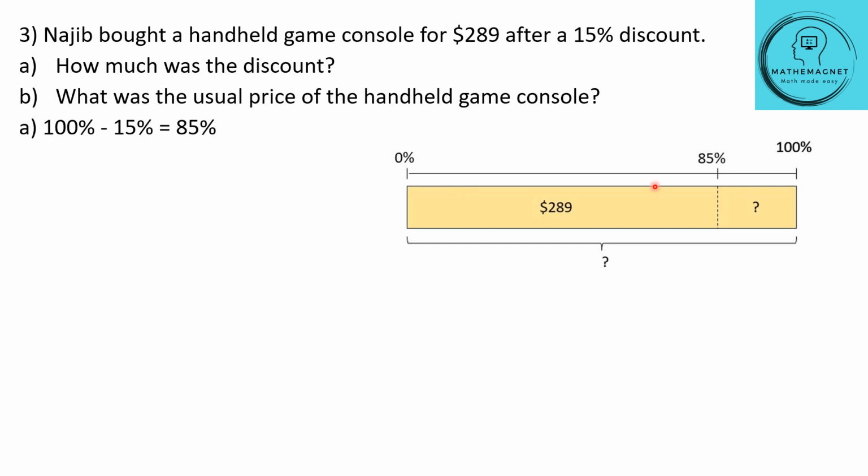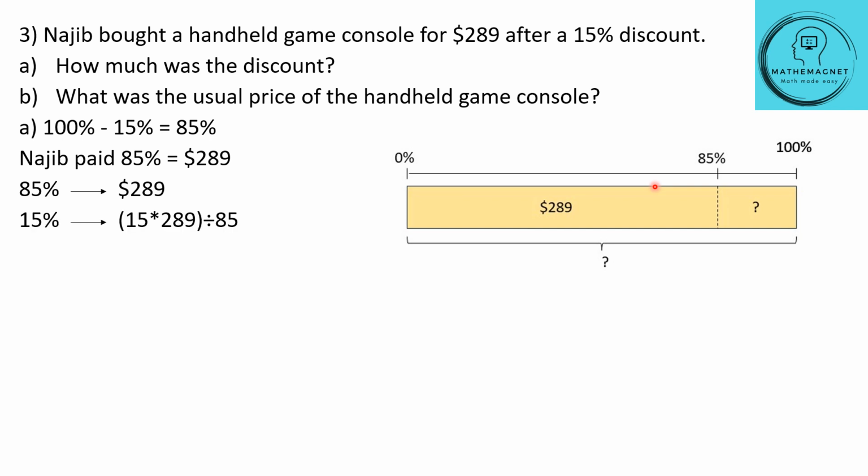For question A, 100% minus 15% becomes 85%. So Najib paid 85%, which is equal to 289. So 85% is equal to 289. Now 15% will be equal to 15 times 289 divided by 85, which is equal to $51. So $51 is the discount Najib got.